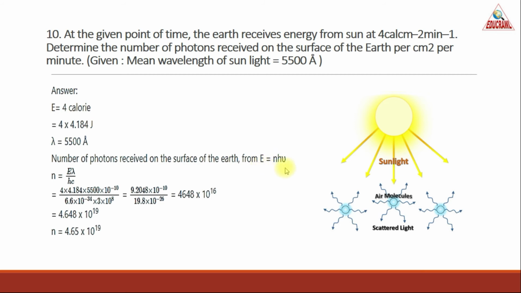We have to find the N value. So we reverse the formula. N is equal to E lambda by hc. Substituting the given data, we get the answer as N is equal to 4.65 into 10 power 19, which is the number of photons.